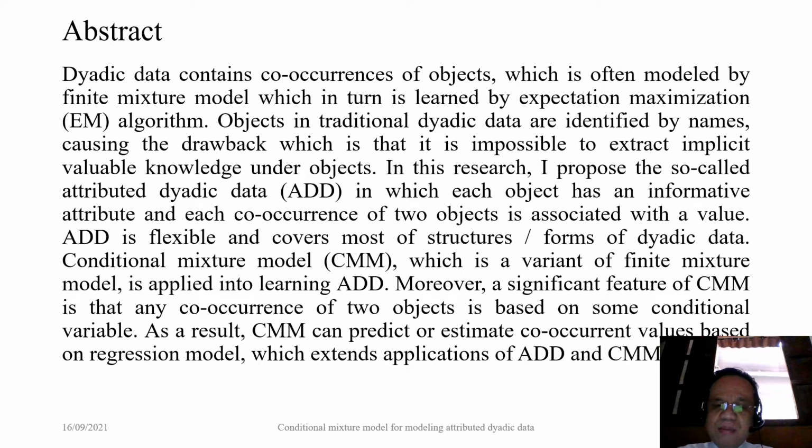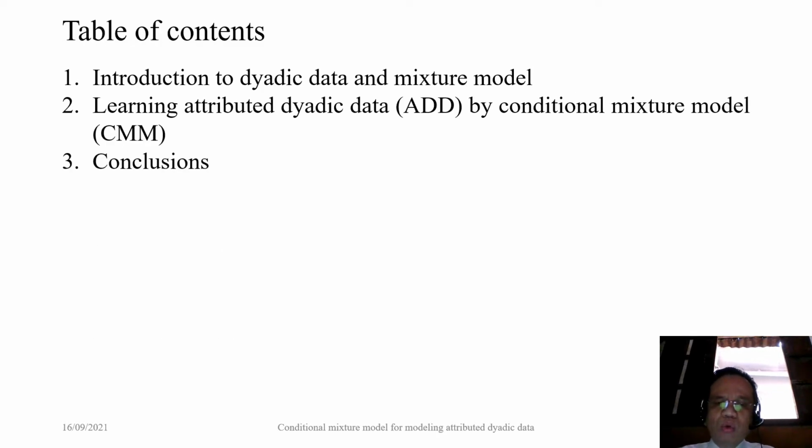Conditional mixture model CMM is a variant of finite mixture model which is applied to learning. Moreover, a significant feature of CMM is that any co-occurrence of the object is based on some conditional variable. As a result, CMM can predict or estimate co-occurrence values based on regression model, which extends the application of ADD and CMM. Table of content: 1. Introduction to dyadic data and mixture model.